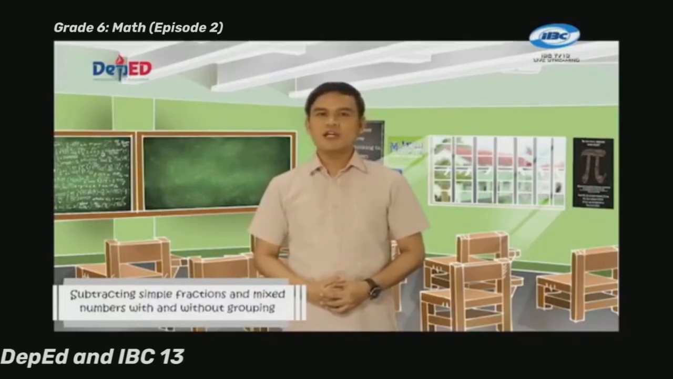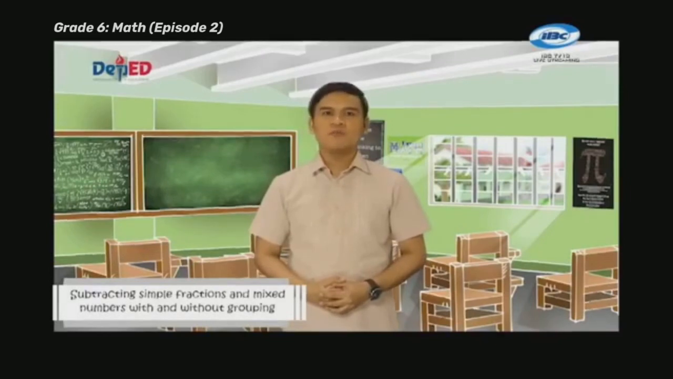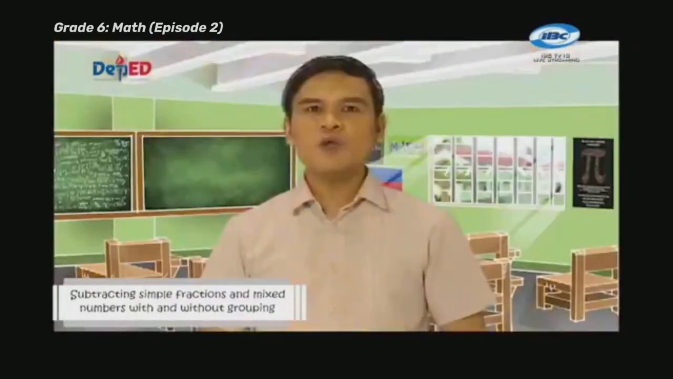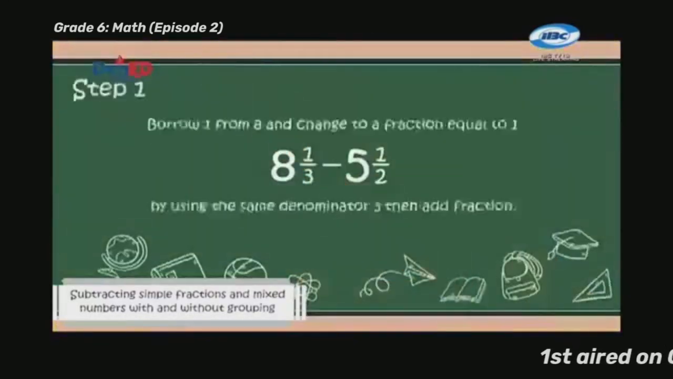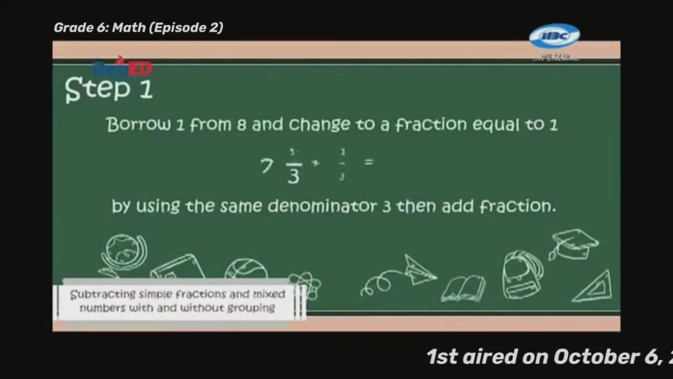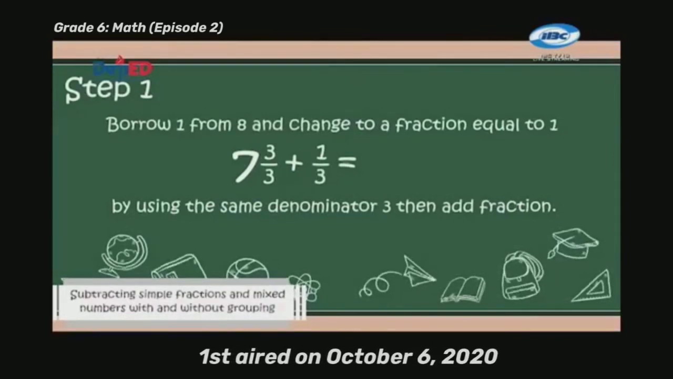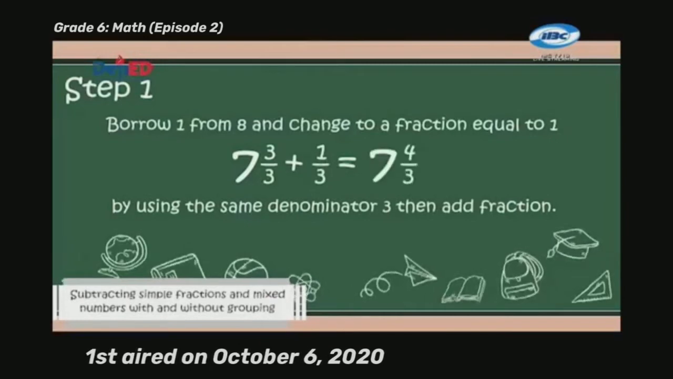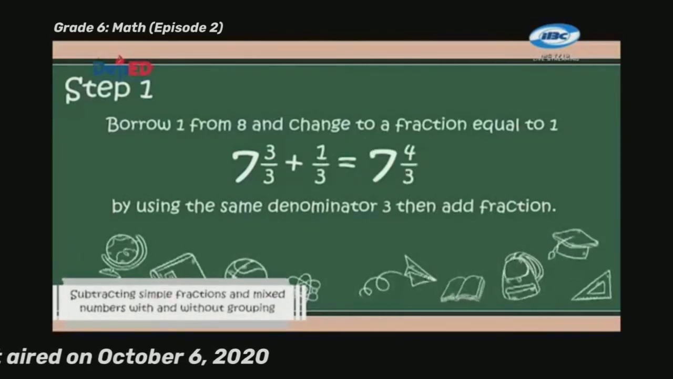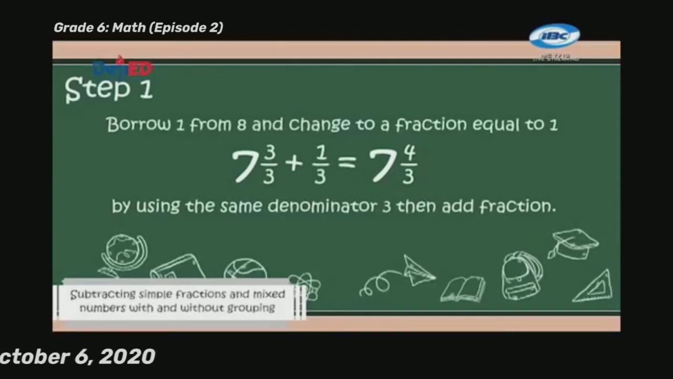Now, what if subtracting mixed numbers with regrouping? 8 and 1/3 minus 5 and 1/2. Regrouping will be used when the fraction in minuend is smaller than the fraction in subtrahend. Step 1. Borrow 1 from 8 and change to fraction equal to 1 by using the same denominator, 3. Then add fraction 1/3. We have now 7 and 3/3 plus 1/3 equals 7 and 4/3.